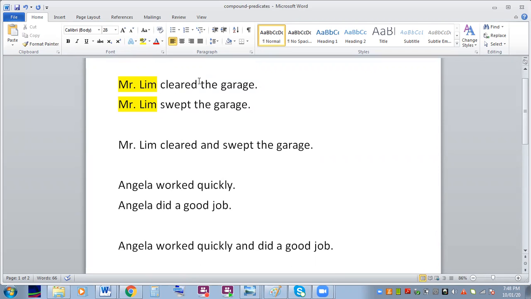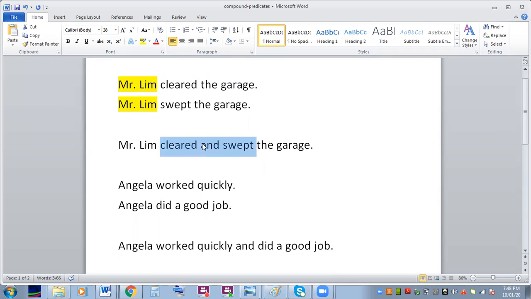First predicate, he cleared. The second predicate is swept the garage. He cleared the garage and he swept the garage. So he did two things. He cleared and he swept. Okay? So we have Mr. Lim, our subject. Mr. Lim cleared and swept the garage.